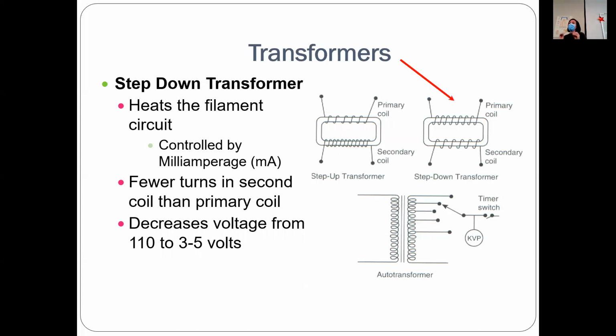So some specific things about the transformers and why they increase and decrease voltage is really, really important for you to know here. So the step down transformer, we know it heats the tungsten filament and we know it's controlled by MA. So those are some important points. But why does it decrease? What makes it specifically decrease the volts?